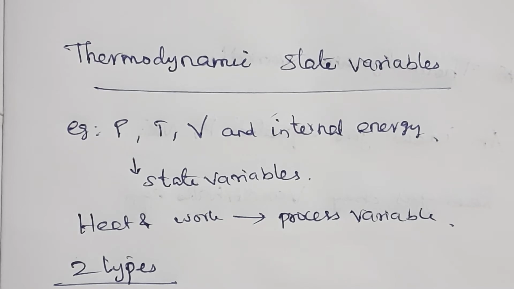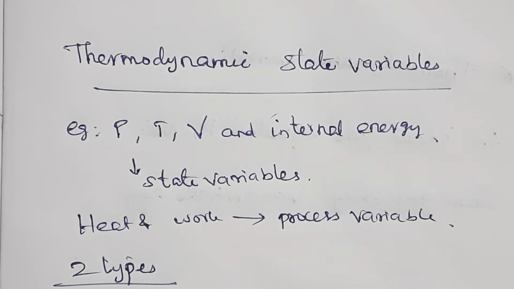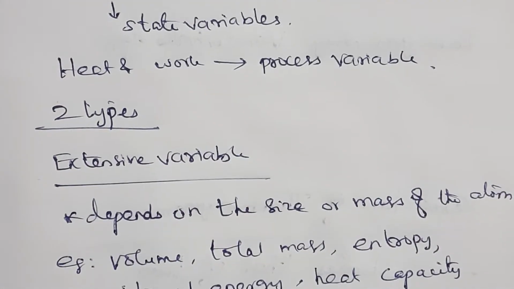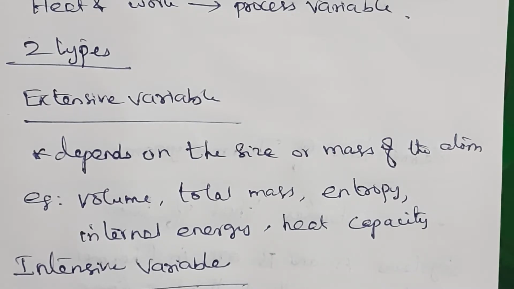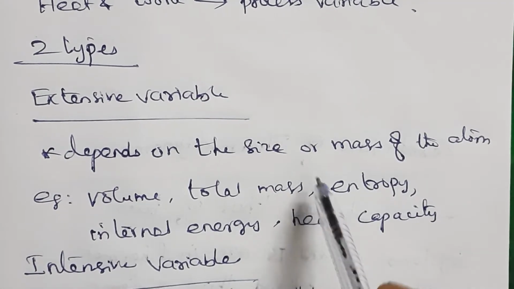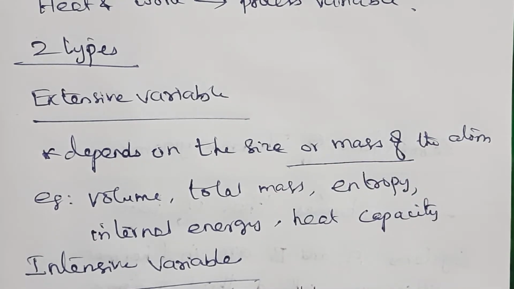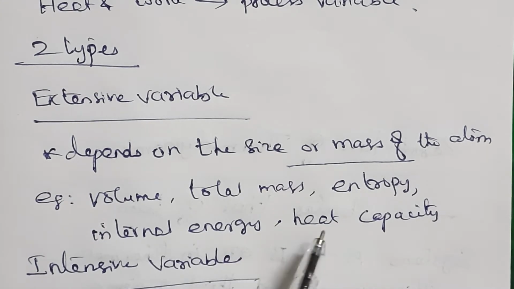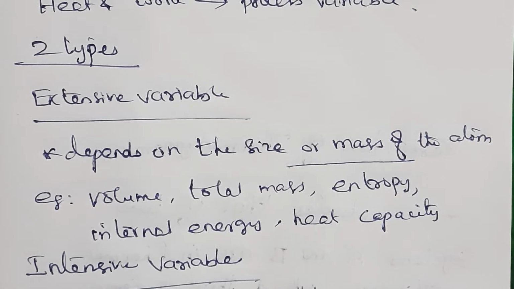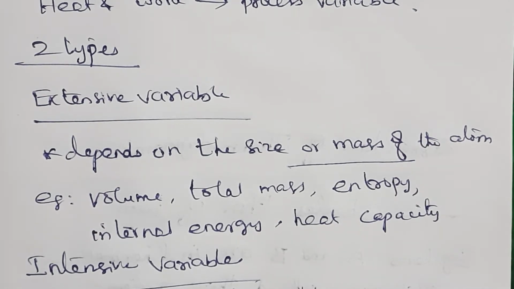Anyway, thermodynamic variables are of two types: one is extensive variables, another is intensive variables. Extensive variables depend on the size or mass of the system. For example, volume, total mass, entropy, internal energy and heat capacity, etc. are known as extensive variables. They depend on the size or mass of the system; the total size or mass can be changed.